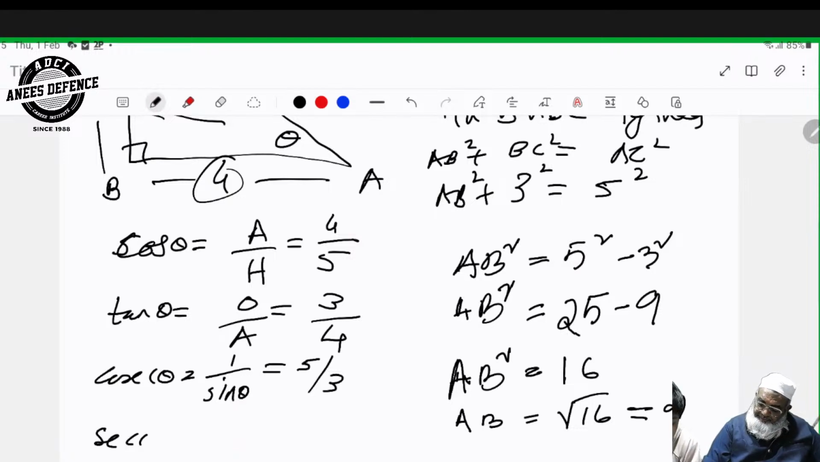What is sec theta? 1 upon cos. Cos is how much? 4 by 5. This will be 5 by 4. What is cot theta? Cot theta will be 1 upon tan. How much is tan theta? Tan theta is 3 by 4. So this will be 4 by 3.